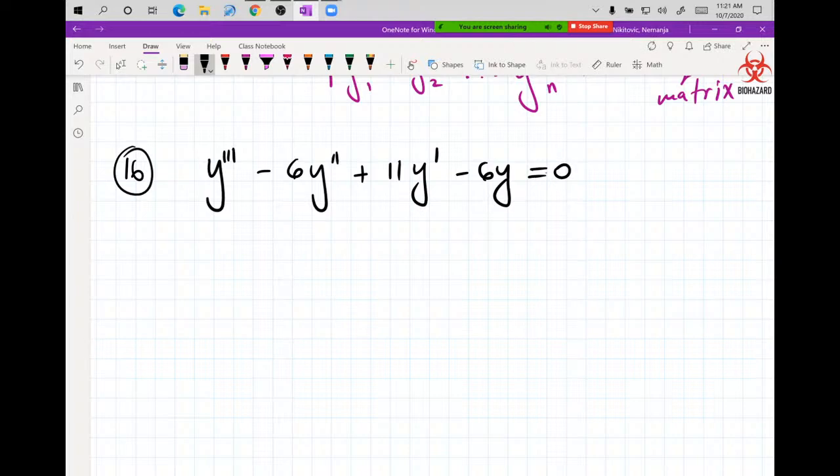So it's a third order equation. I better have 3 initial conditions. So y of 0 is 0, y prime of 0 is 0, and y double prime of 0 is 3. Good. They did give me 3 initial conditions.